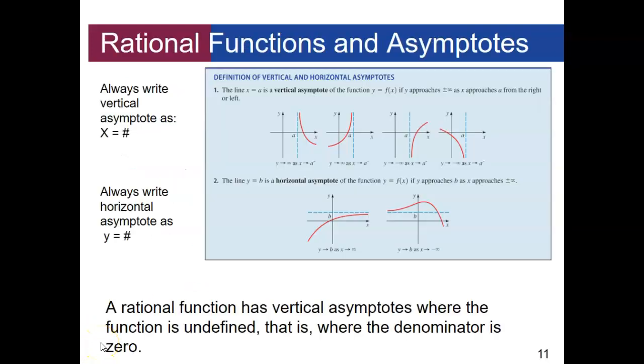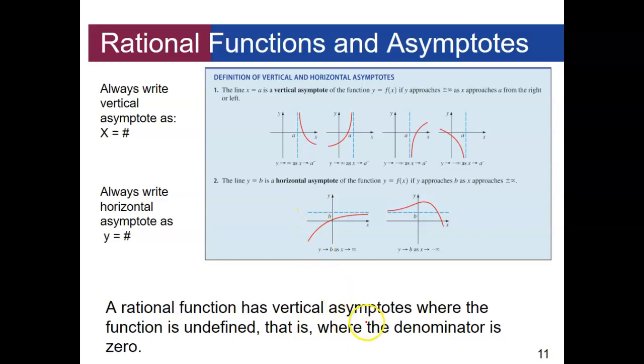The next characteristic that we want to find for rational functions is our asymptotes. And we have both a vertical and a horizontal asymptote. So they're always graphed as dotted lines, as we mentioned. And another key thing is when you give a vertical asymptote, it always needs to be written as x equals whatever that number is. If you're given a horizontal asymptote, it's y equals, because these are actually equations of lines. This is the equation of a vertical line, and this is the equation of a horizontal line. So it's not a point and it's not a single number. It's an equation of a line, and it needs to be written as such.